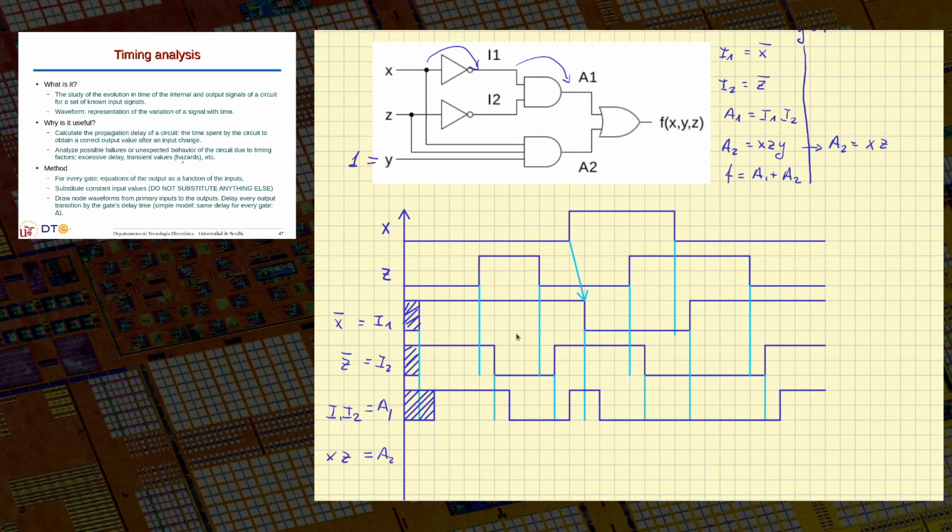Now we'll mark the interesting points. Anytime X or Z changes, it's interesting to me because that signal may also change. So we will mark the times at which those variables change. Okay, so I will put the lines here. These are all the times I need to evaluate the value of A2, and a possible change may happen.